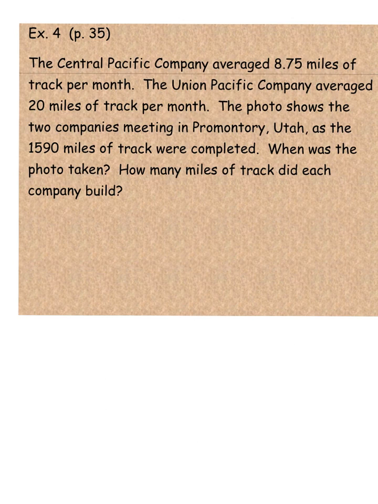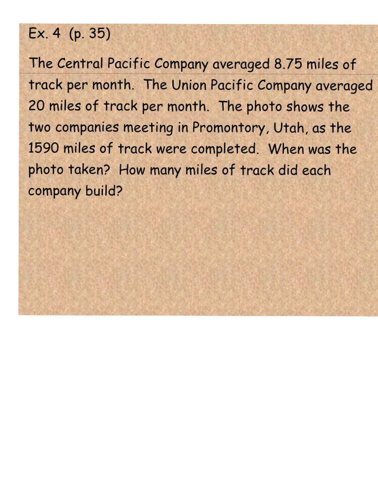Okay, example 4, we have the Central Pacific Company, which averaged 8.75 miles of track per month. The Union Pacific Company, which averaged 20 miles of track per month. The photo in your textbook shows the two companies meeting at a city in Utah as the 1,590 miles of track were completed. When was the photo taken and how many miles of track did each company build?